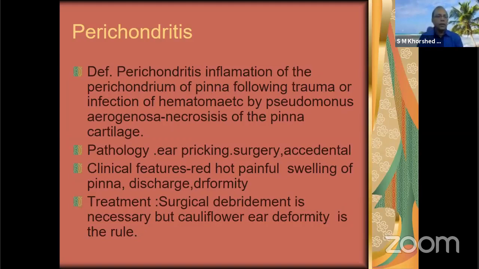When it touches the cartilage, sometimes you'll see lots of ladies have pricks in the upper parts, and this used to be associated with infection causing perichondritis, and the end result of this is cauliflower ear. Surgical debridement is necessary, and cauliflower ear deformity is the rule. All patients who have perichondritis of the ear pinna, his or her pinna will be converted into a cauliflower. It will just shrink to a small cauliflower-like structure.